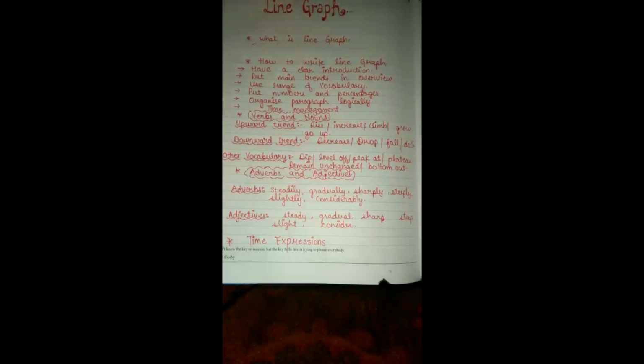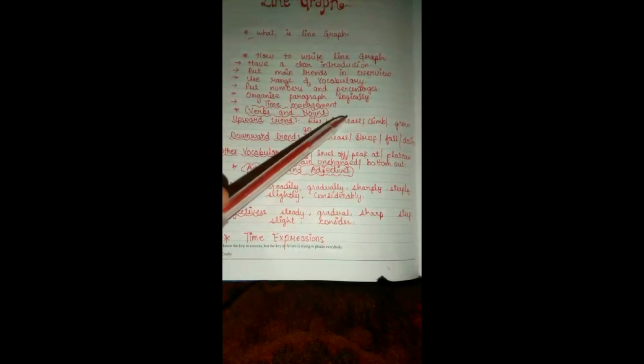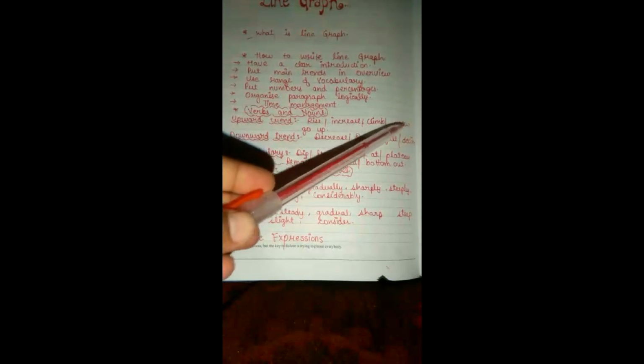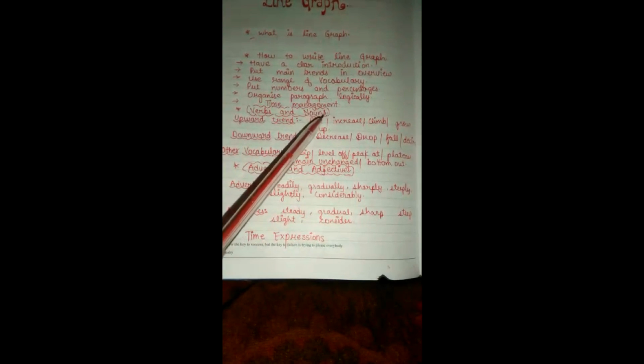Now the next is verbs and nouns. Here is a list of verbs and nouns that can be used to describe a line graph in IELTS Writing Task 1. For the upward trend, you can use rise, increase, climb, grow, go up. This means you don't have to use the same word again and again. You can use different words.